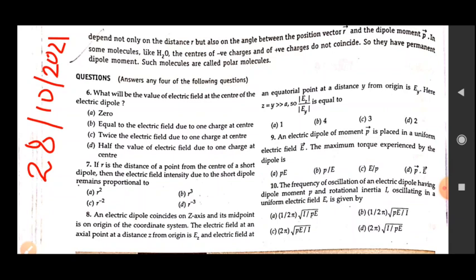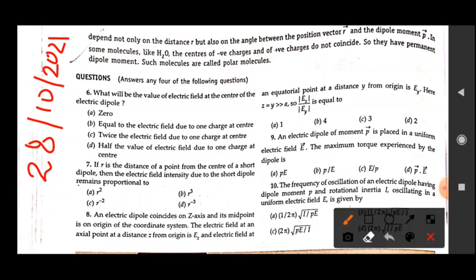So what will be the value of Ez and Ey? As first in our question it is given, the electric dipole coincides on the z axis and its midpoint is on the origin of the coordinate system. For that, the electric field at an axial point we can calculate in the z direction. This condition is for the short dipole condition.